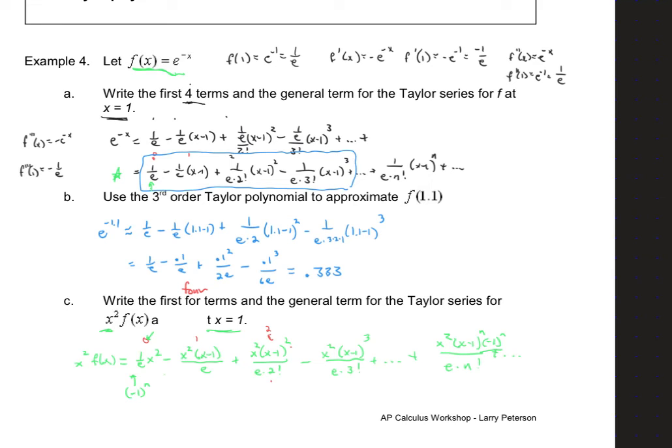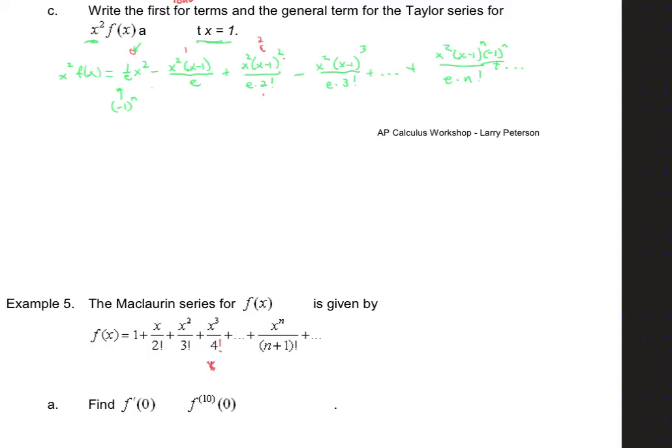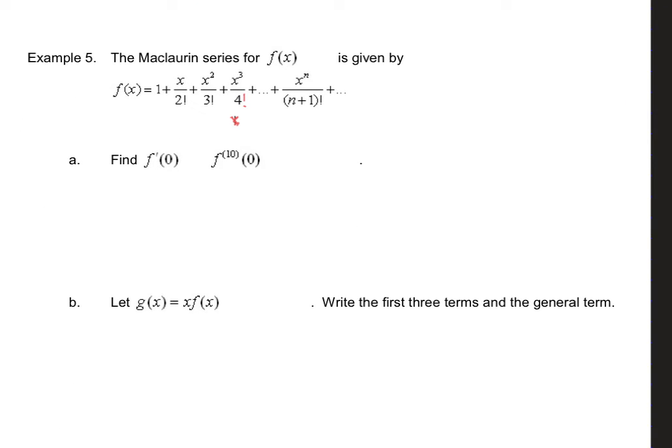Okay, we got another really tough one here. Let's slide down. This is a really hard one. This is actually a free response question from an earlier AP exam. This didn't show through very well in the copy, but that's supposed to be a 4 factorial. So here's our Maclaurin series for some unknown function f of x.